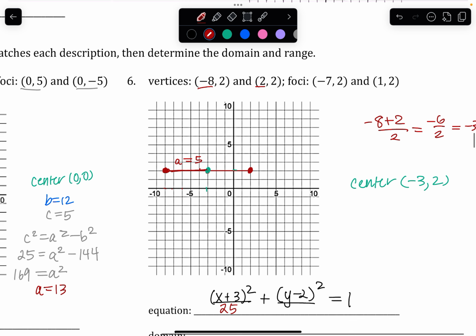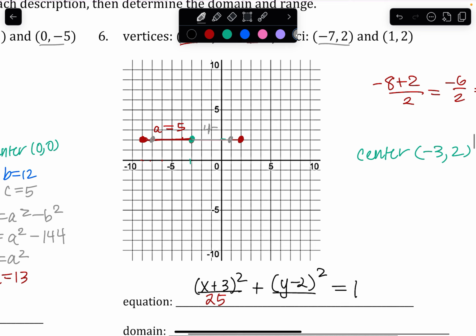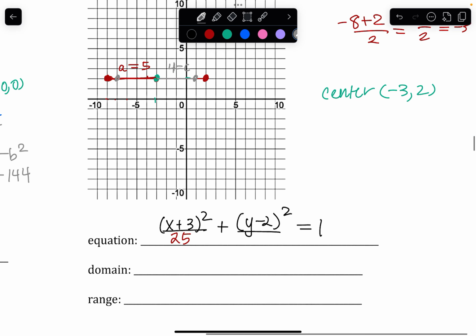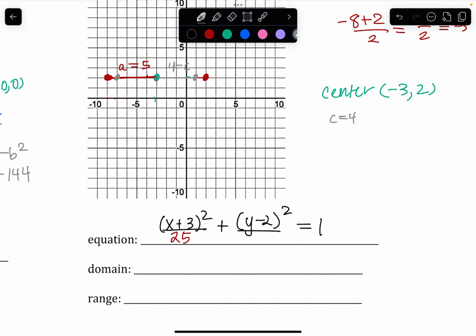So they give us the foci again, which are (negative 7, 2) and (1, 2). And so that is a distance of 4 away. And so we have a C value of 4. We have an A value of 5. So we can use our equation to find our B value.